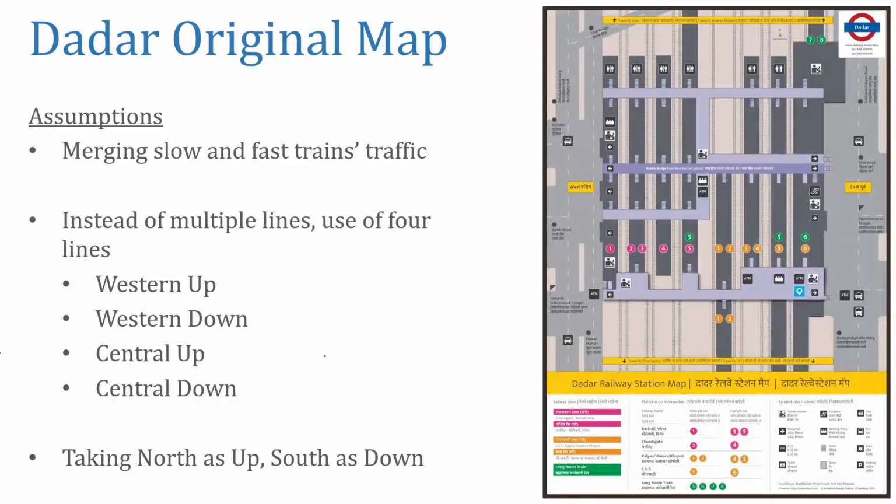This is the original station map. To approximate the station in our simulation model, we have made some assumptions. We have merged the slow and fast trains traffic. Instead of using multiple lines, we make use of 4 lines: western up, western down, central up, and central down. We take north direction as up and south direction as down.